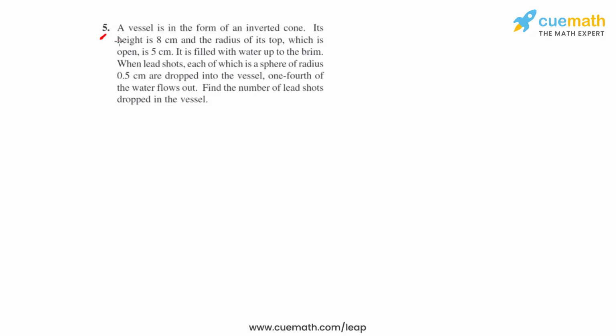Question number 5 of this exercise says that a vessel is in the form of an inverted cone. Its height is 8 centimeters, while the radius of its top, which is open, is 5 centimeters. It is filled with water up to the brim, that is, till the top surface. When lead shots, each of which is a sphere of radius 0.5 centimeters, are dropped into the vessel, 1/4 of the water flows out. We have to find the number of lead shots dropped in the vessel.